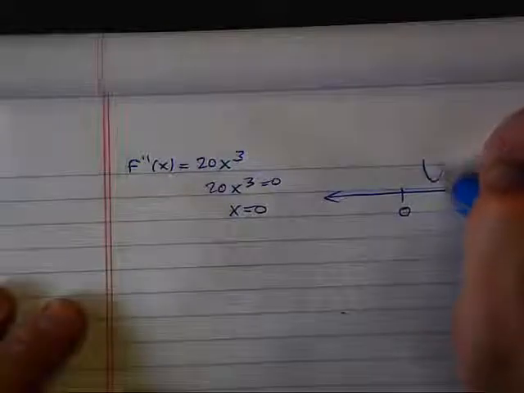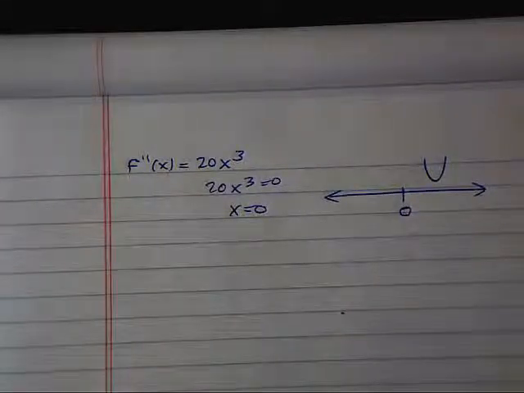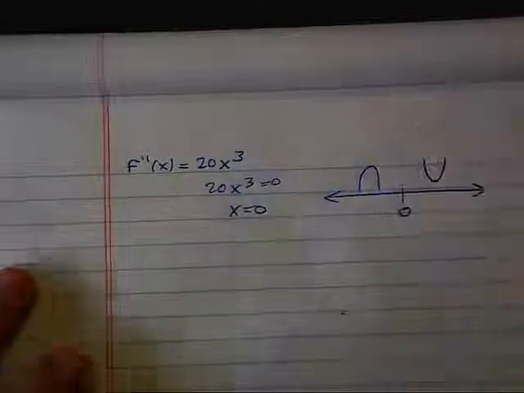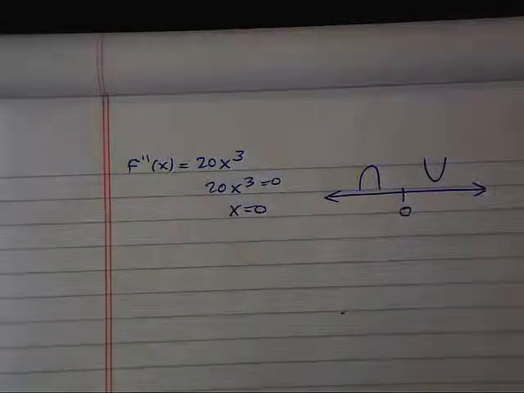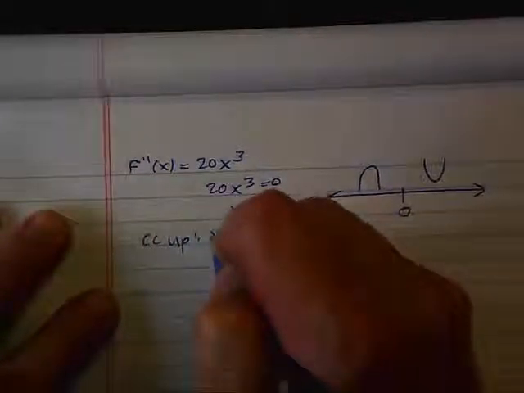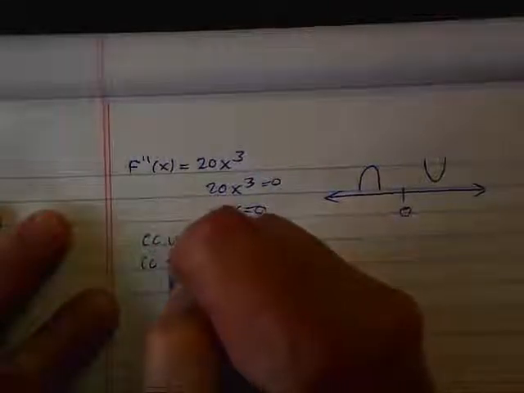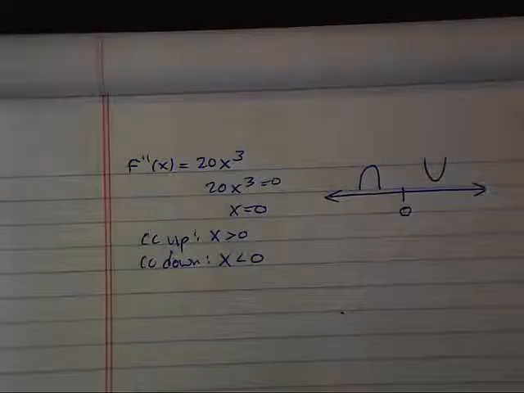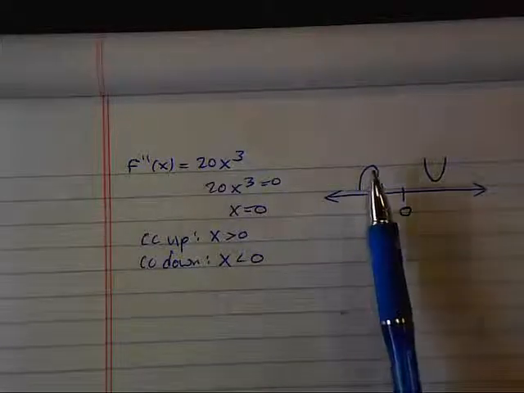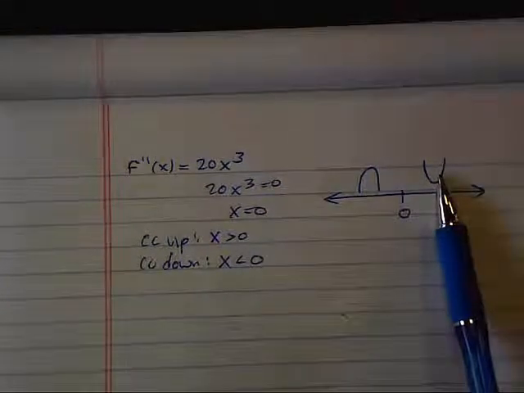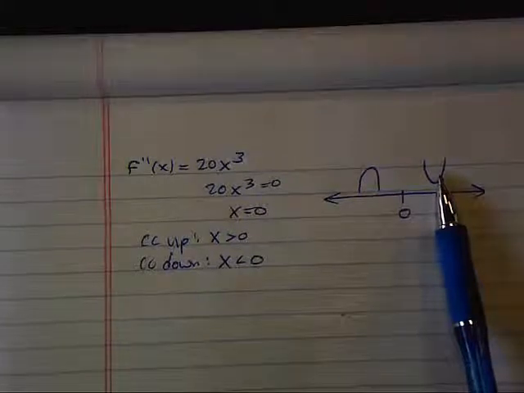So I like to draw this for concave up. And then I pick my favorite number smaller than 0. Negative 1. Second derivative would be negative 20. So I draw concave down. So I would have concave up, x bigger than 0. Concave down, x less than 0. Do I have any points of inflection? At 0. Because it went from concave down to concave up. If this was concave down on this side and concave down on that side, that would not be called a point of inflection.